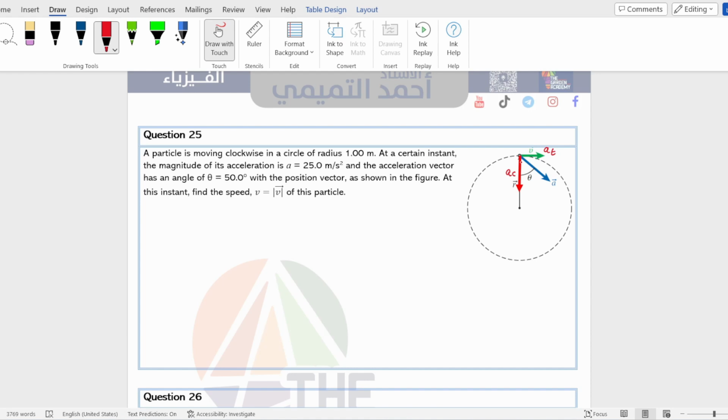Now, how to find the centripetal acceleration? If we go to this drawing, we will see that the angle given here is between the centripetal acceleration and the vector A. So basically, we can say that A sub C is equal to the magnitude of the acceleration multiplied by cosine the angle.